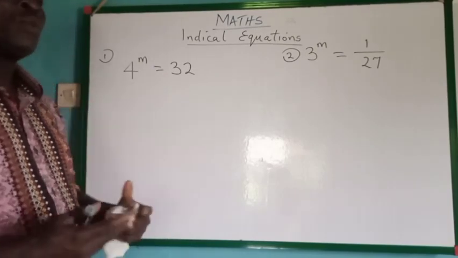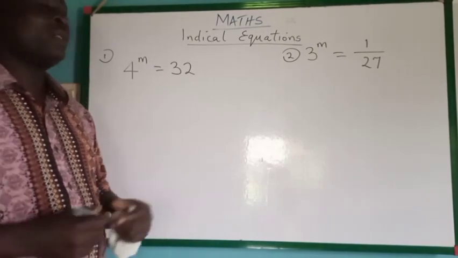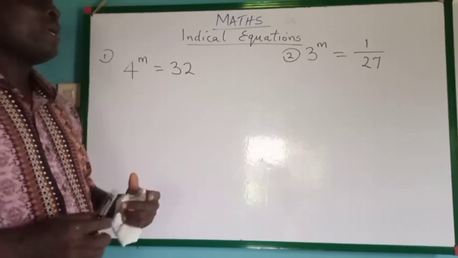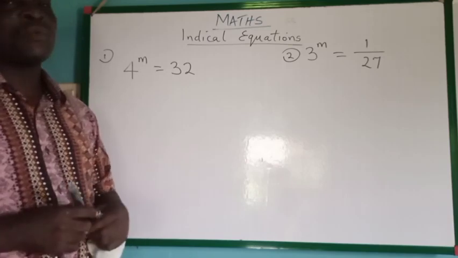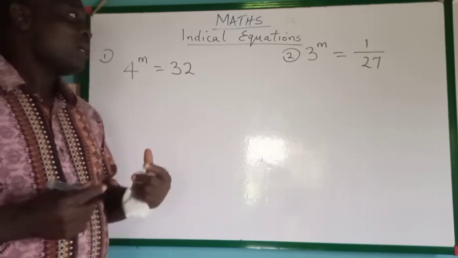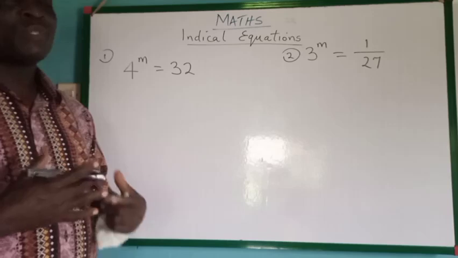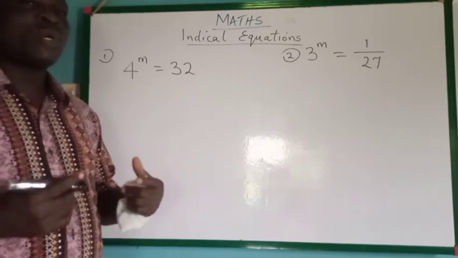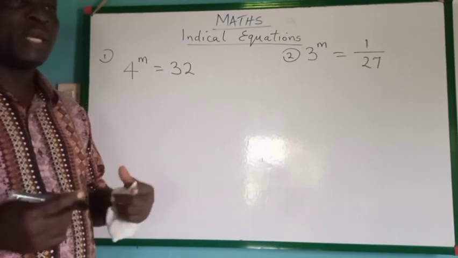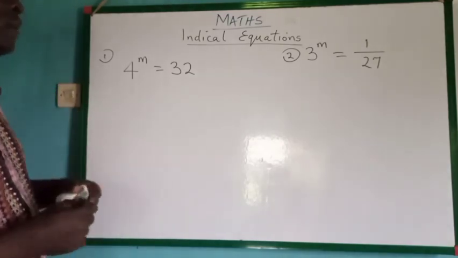We are here again to still work on more examples under indicial equations. We did about 2 last time, so today let us also look at 2 examples that we can solve. Last time, we were able to solve some simple equations and get values of unknowns involved in the equation. So today, let us go with the first one.